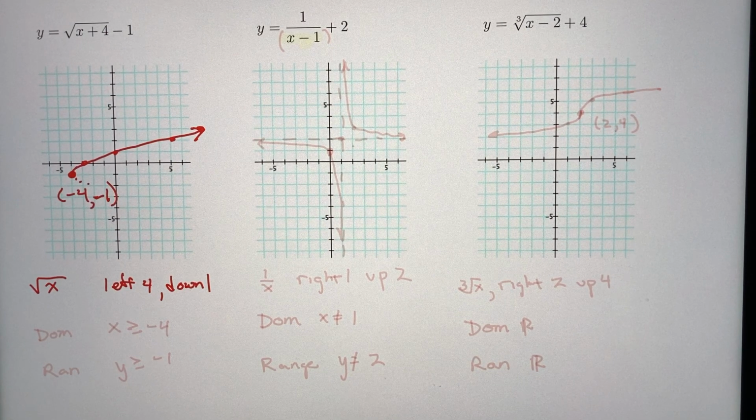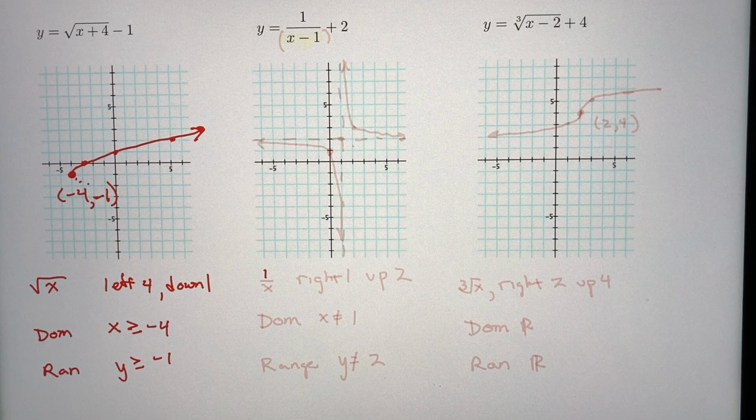All right, so what's the domain? This one, x can't be to the left of negative 4. So x is greater than or equal to negative 4, range up from negative 1. Wonder how you make it go down instead.